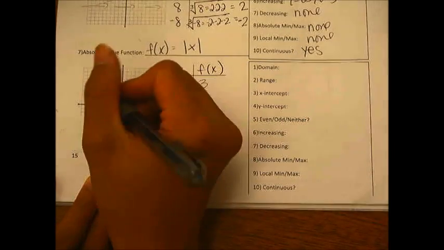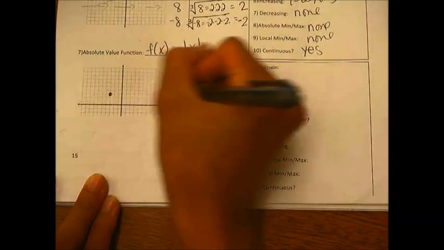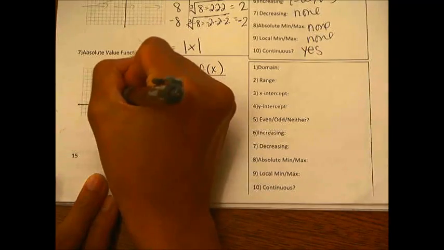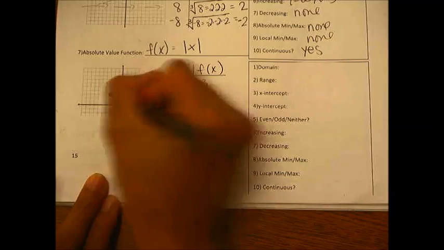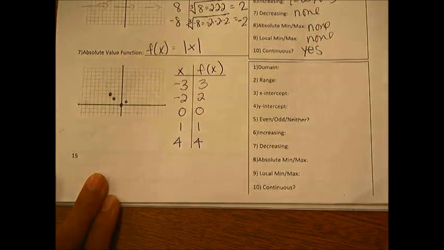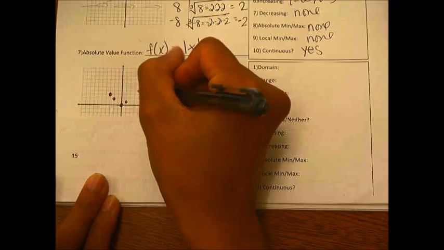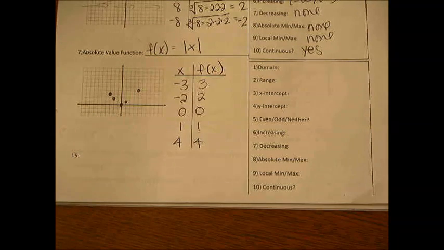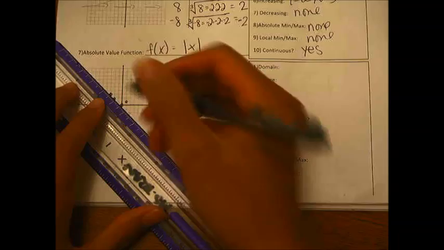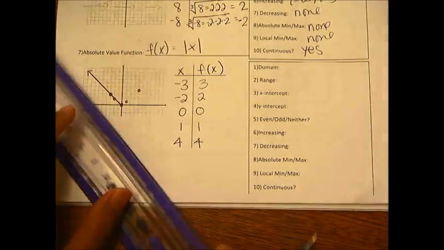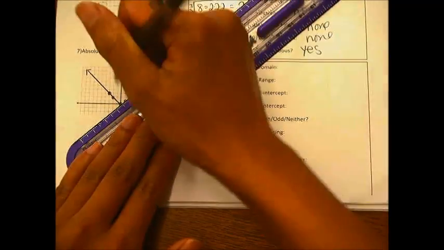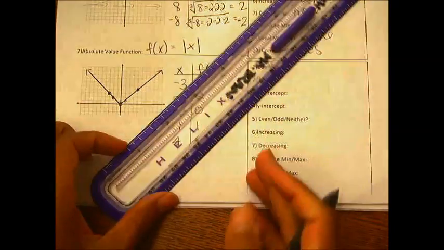So let's plot them. Negative 3, go up 3. Negative 2, go up 2. 0, staying at 0. 1, go up 1. And 4, go up 4. Because these are now straight lines on both sides, let's find a ruler to use as a straight edge. Go all the way up on both sides. There you go.